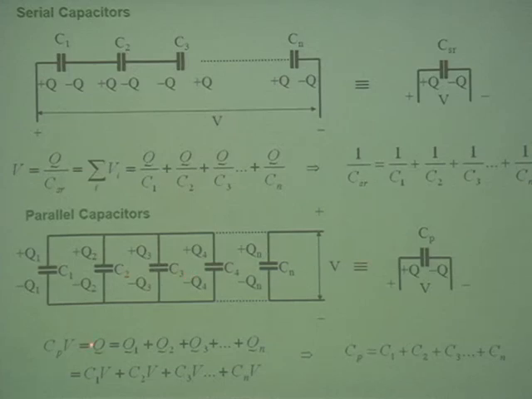So the total amount of charge Q stored in this system is the summation of the charge on individual capacitors. Q1 plus Q2 plus Q3. But Q, according to the definition of a capacitance, is equal to C multiplied with V. So this Q1 is equal to C1V, Q2 is equal to C2V. So when you make a summation, you end up having total capacitance, CP, equal to the summation of all the capacitance.